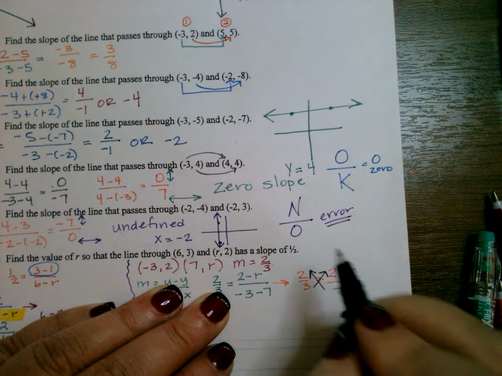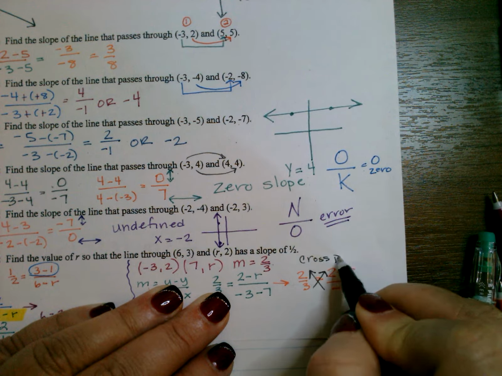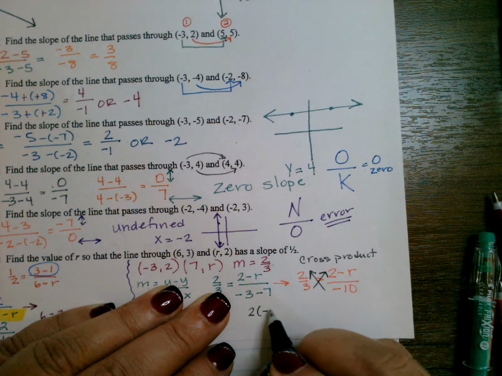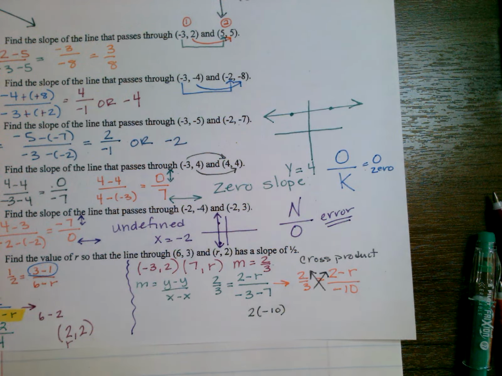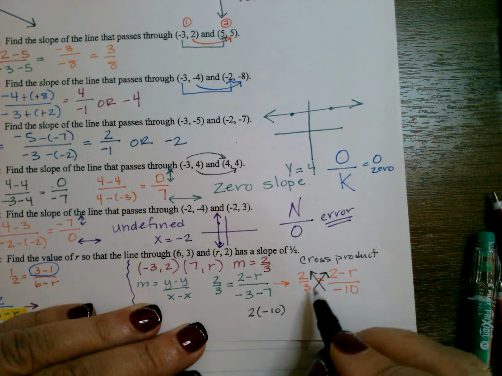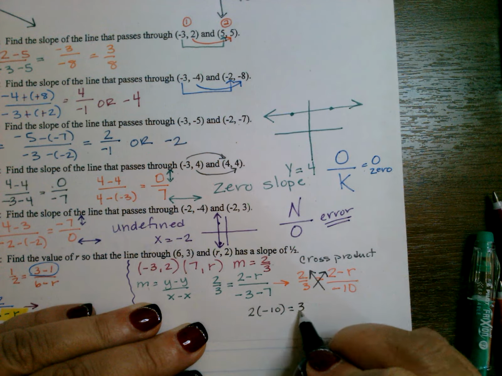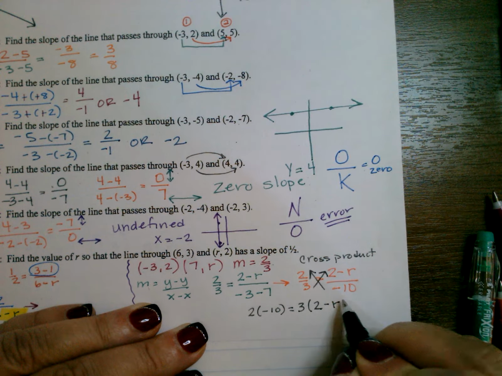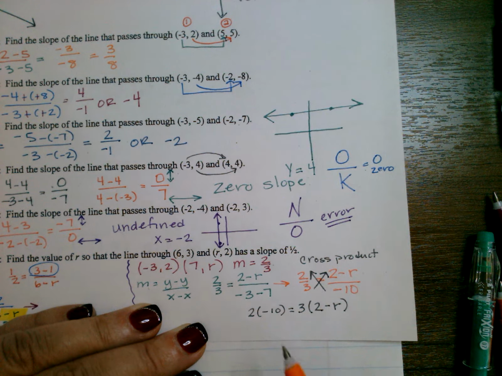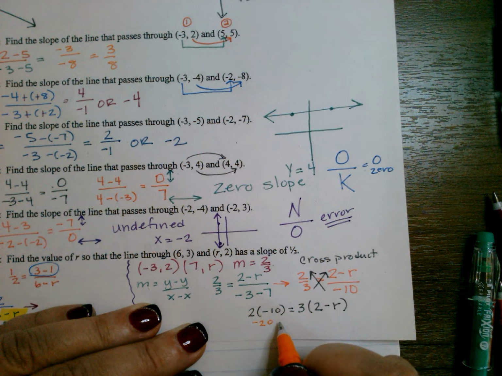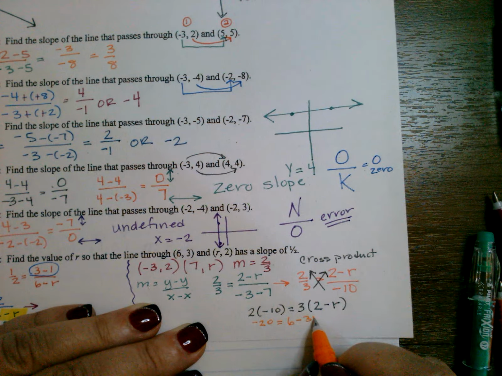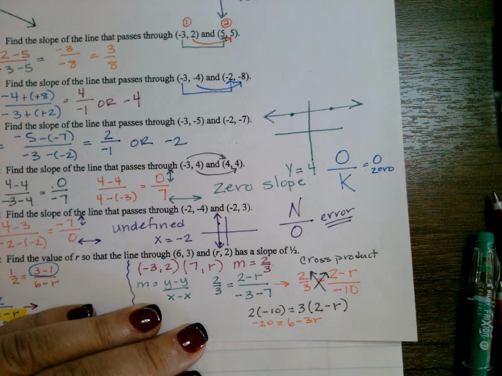I am going to do cross product. So I will take 2 times -10. Again, these are my notes, so I like to write absolutely everything down so later I know how I came up with my numbers. And that will be equal to 3 times the entire numerator here. I will begin to simplify, so I have -20 equals, distribute, 6 minus 3r.